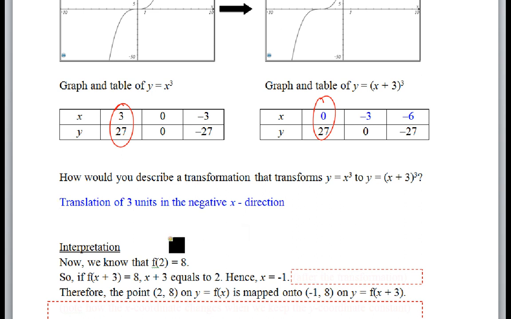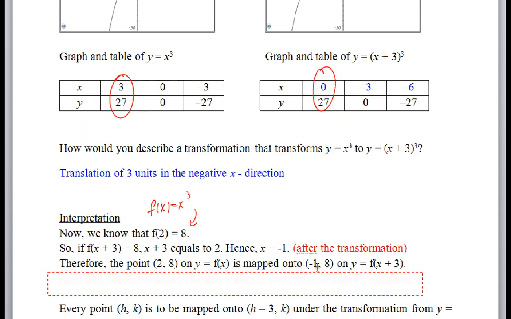A bit wordy stuff here, but essentially we all know what we are talking about. If f(x) equals x cubed, then definitely f(2) is 8. Now, if f(x plus 3) equals 8, to get the same y coordinate of 8, what should I substitute for x here? x should be negative 1. So from the x coordinate of 2, it becomes negative 1. So it's actually a translation of 3 units in the negative x direction.